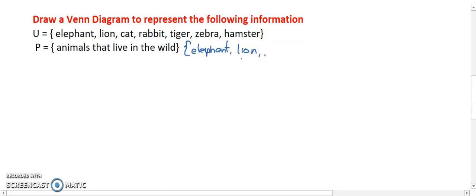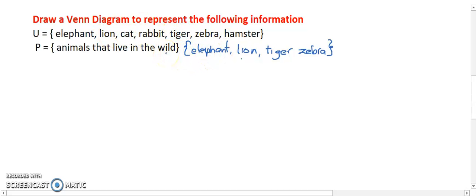Would we say cat lives in the wild? No, I wouldn't say that. What about rabbit? There are rabbits that live in the wild, but for this question, I'm going to say no. We're going to talk about a pet rabbit, all right? Then we have tiger, and we have hamster, which doesn't live in the wild. So the members of set P are elephant, lion, tiger, and zebra, right? Let's check. Yes, we are correct.